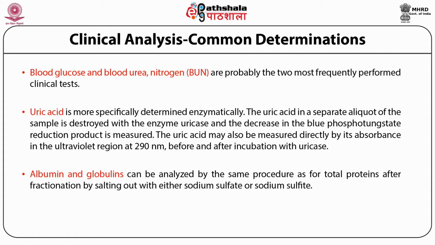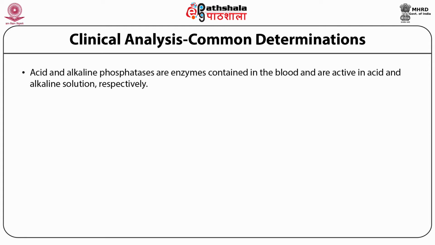Acid and alkaline phosphatase are enzymes contained in the blood and are active in acid and alkaline solution respectively. The substrate used for their analysis is sodium glycerophosphate at the appropriate pH. These enzymes hydrolyze the substrate to release phosphate. Other phosphate substrates can be used.